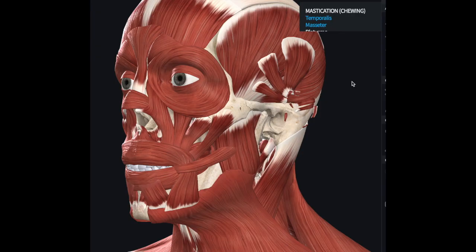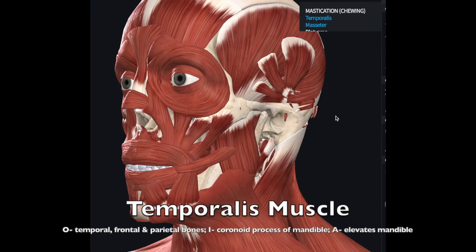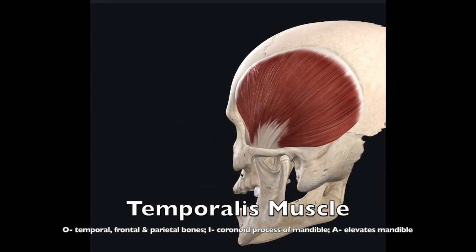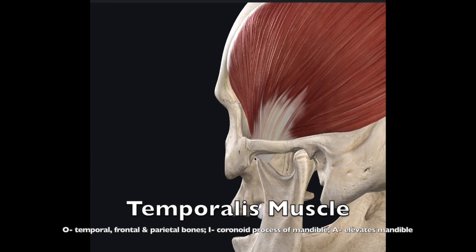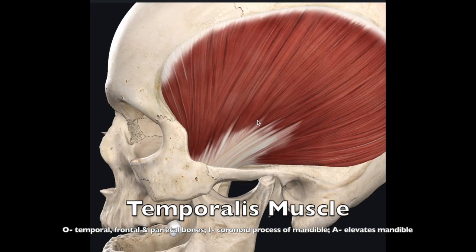Now onto muscles of mastication or chewing. There are two muscles involved, the temporalis as well as the masseter. The first of the muscles of mastication is the temporalis. This muscle is located just on the side of our temporal bone. Its origin is on the temporal parietal bone and the frontal bone, and its insertion site is on that coronoid process located on the mandible.